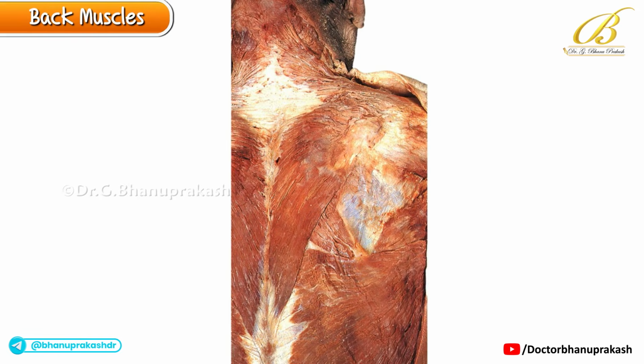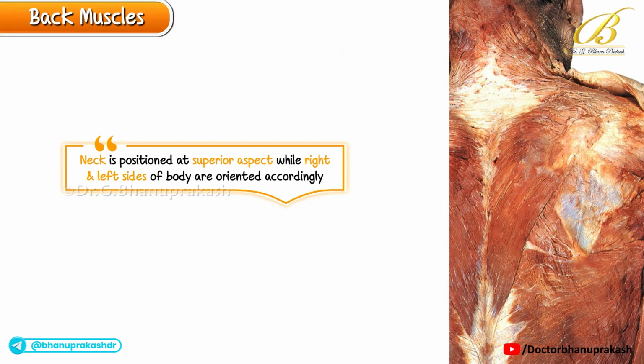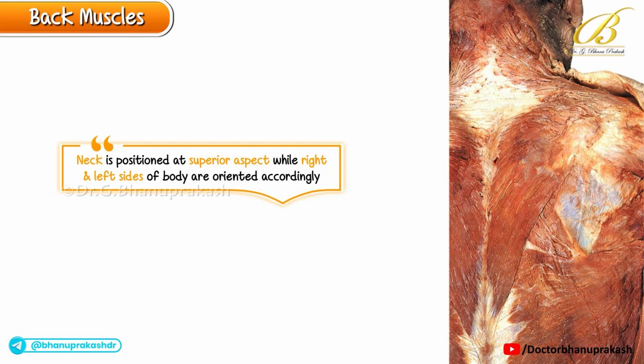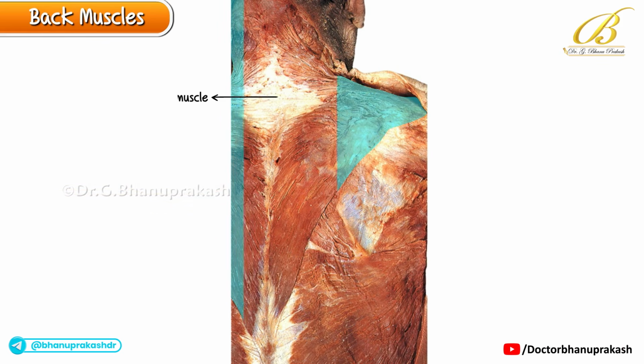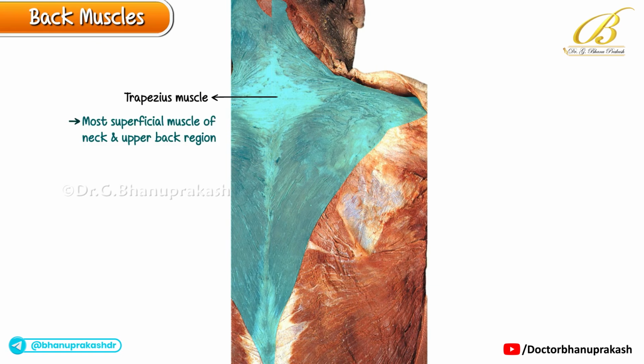This cadaveric image shows the superficial muscles of the back. The neck is positioned at the superior aspect of the image, while the right and left sides of the body are oriented accordingly. The most prominent structure visible here is the trapezius muscle, which is the most superficial muscle of the neck and upper back region.